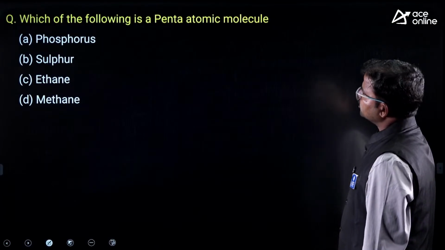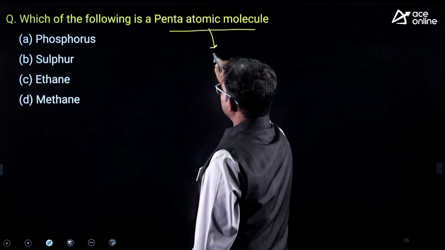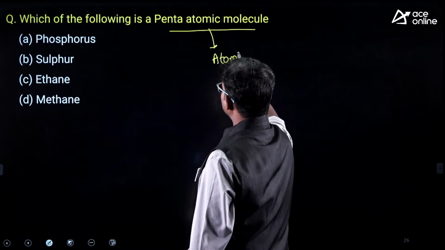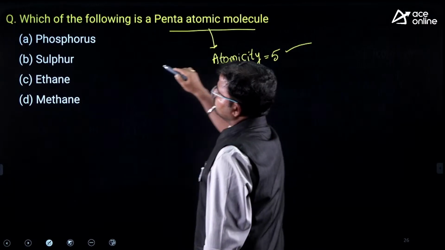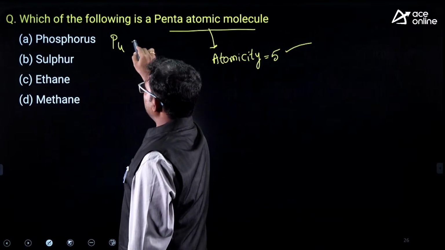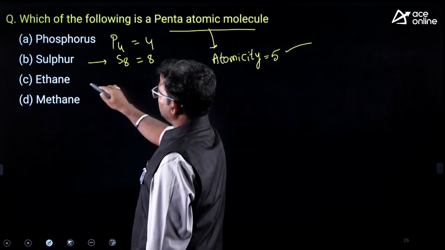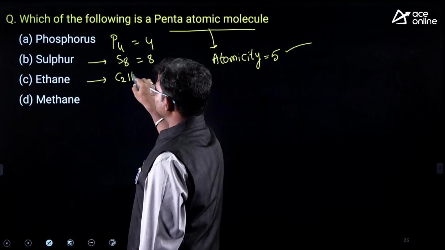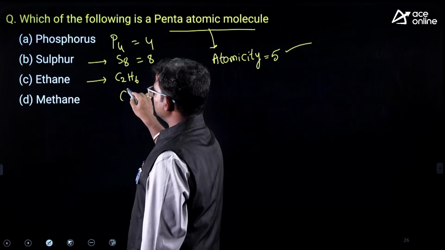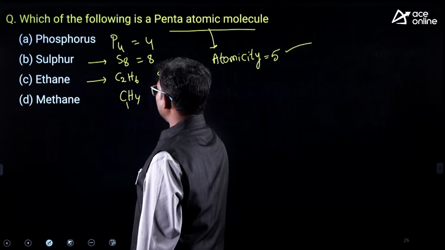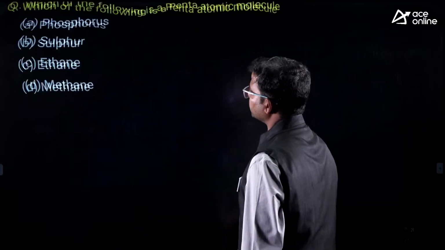Next, which of the following is a pentaatomic molecule? Pentaatomic molecule means atomicity is 5 only. So phosphorus P4, atomicity 4; sulfur S8, atomicity 8; ethane C2H6, 2 plus 6, 8. Next, methane CH4, 1 plus 4, 5. So that's why methane is having pentaatomicity.